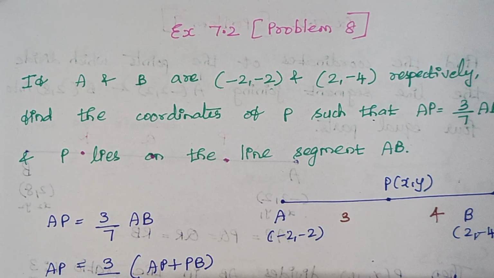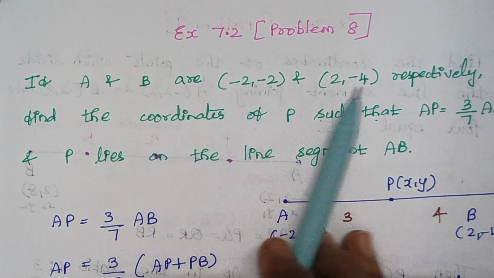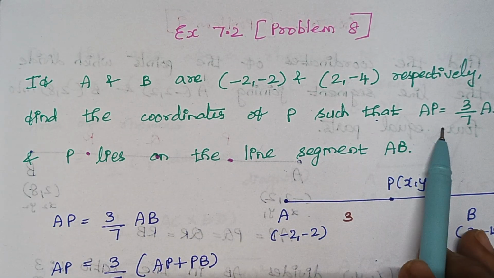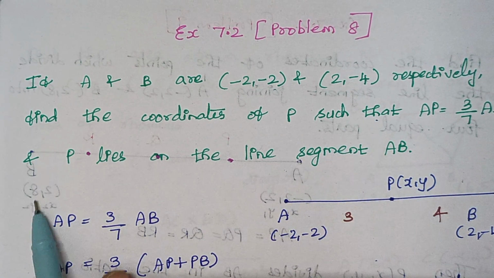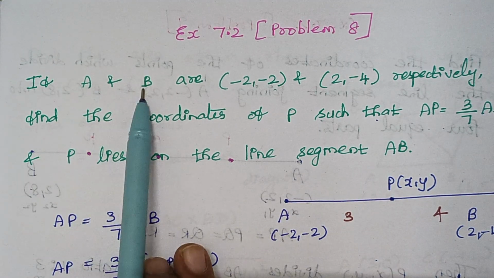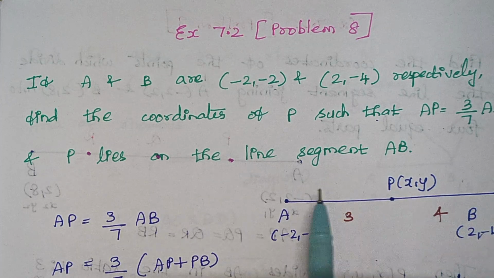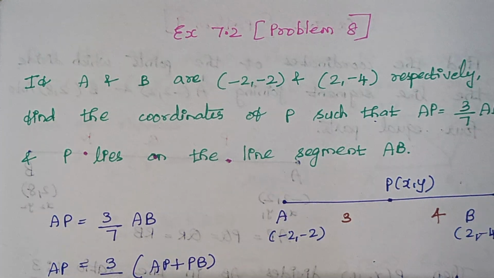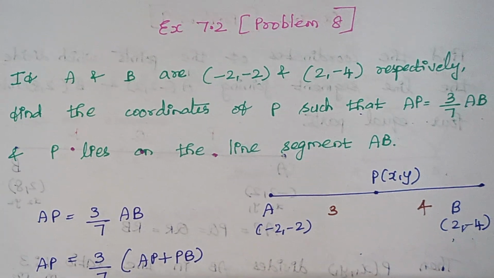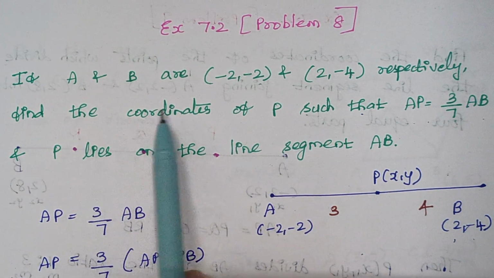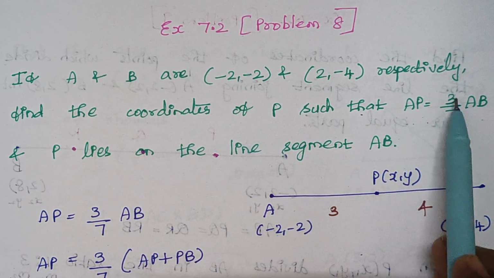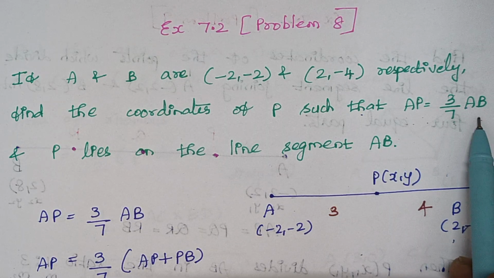So next, problem number 8. If A and B are respectively given, find the coordinates of P such that AP is equal to 3 by 7 AB and P lies on the line segment AB. So here AB, a line segment, is given. The value of A is minus 2, minus 2 and B is 2, minus 4. And there is a point P such that AP is equal to 3 by 7 times of AB.